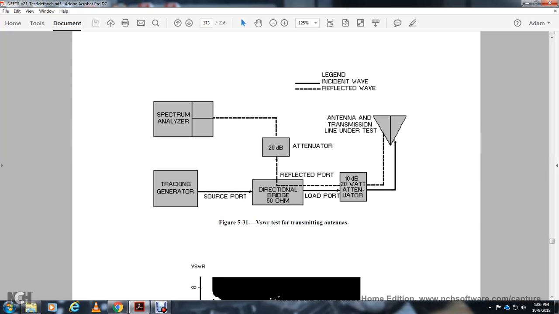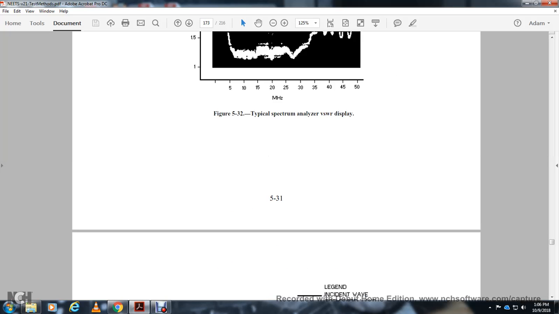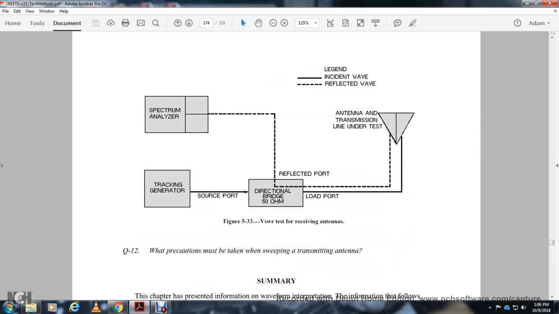Then this shows the voltage standing wave ratio test for the transmitting antenna: spectrum analyzer, 20 decibel, reflected port, tracking generator, source port, directional port, 50 ohm load, antenna transmission line under test. Legend: incident wave, reflected wave. The typical spectrum analyzer display shows the source wave of the antenna. The second setup shows the spectrum analyzer, tracking generator source port, reflected port, directional bridge, 50 ohm load port, and antenna transmission line under test.